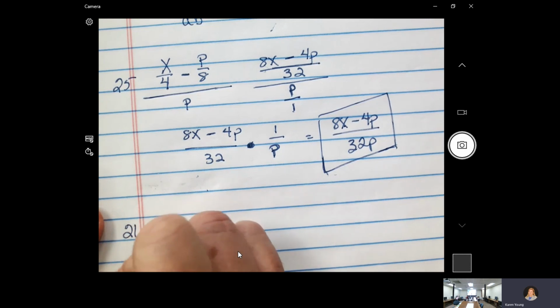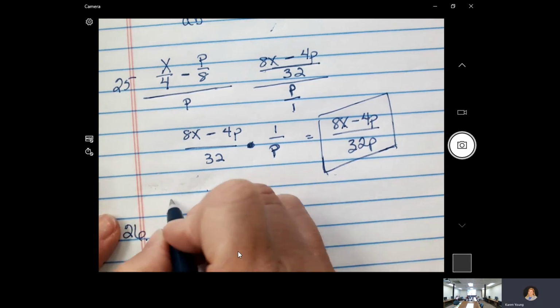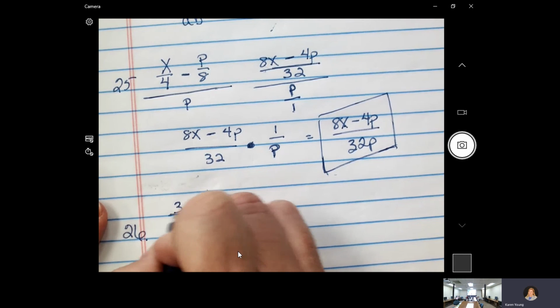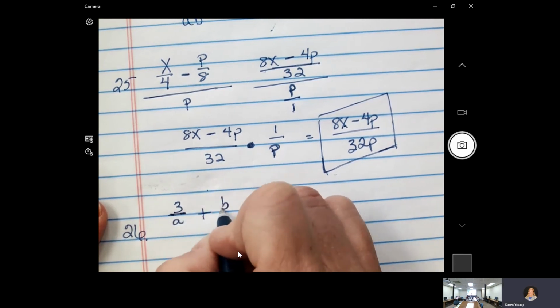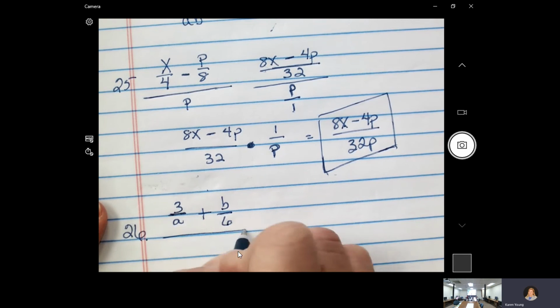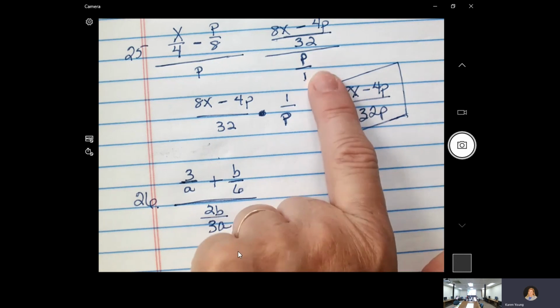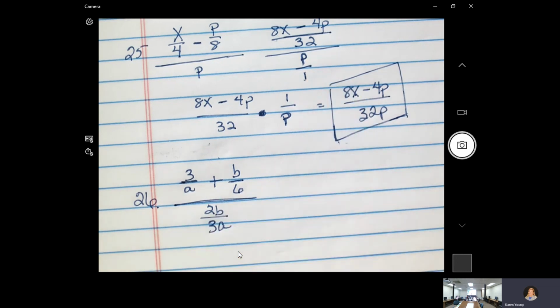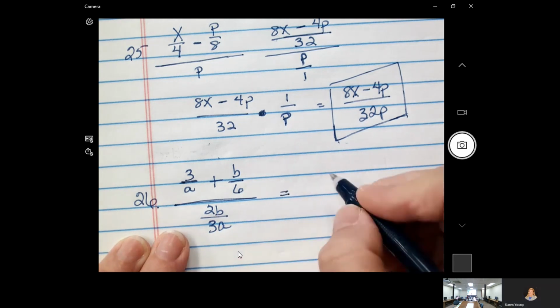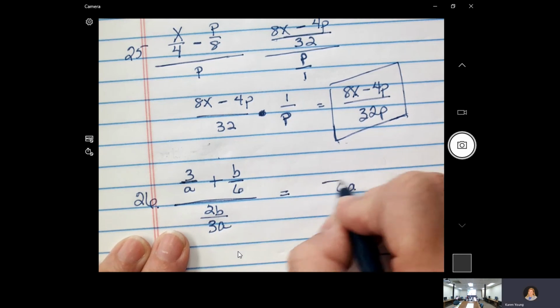All right, so let's look at 26. I have 3a, 3 over a, plus b over 6, then it's all over 2b over 3a. The only difference this time is that I've got a fraction in the denominator. So I don't have to make my p a fraction. It's already there. I don't have to put that over 1. The numerator, I'm still going to do the same thing too. I have 6a on the bottom.